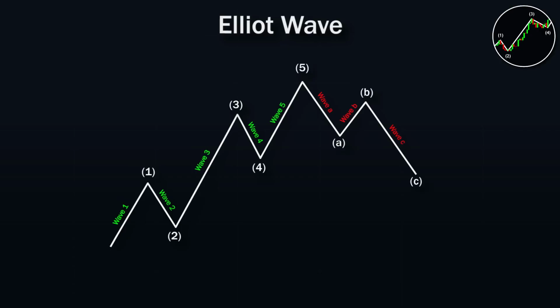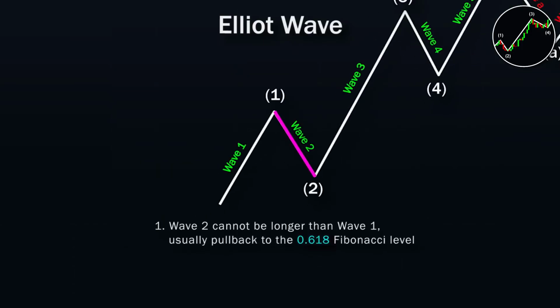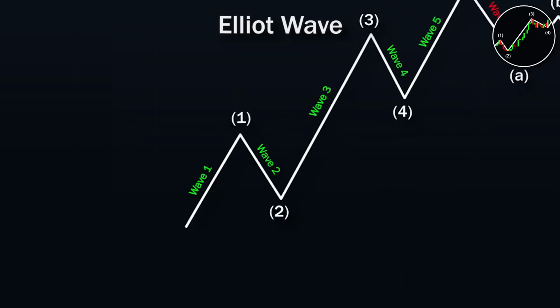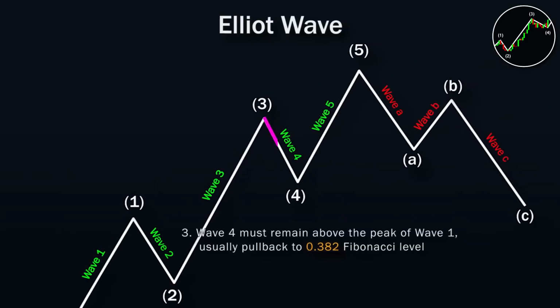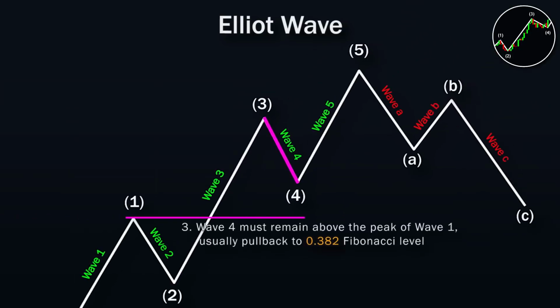Now, there are specific rules to ensure that a movement is considered as a valid Elliott wave. First, wave 2 cannot be longer than wave 1. And usually pulls back to the 0.618 Fibonacci level. Second, wave 3 must be the longest wave amongst wave 1, 3, and 5. Third, wave 4 must remain above the peak of wave 1 and usually pulls back to the 0.382 Fibonacci level.